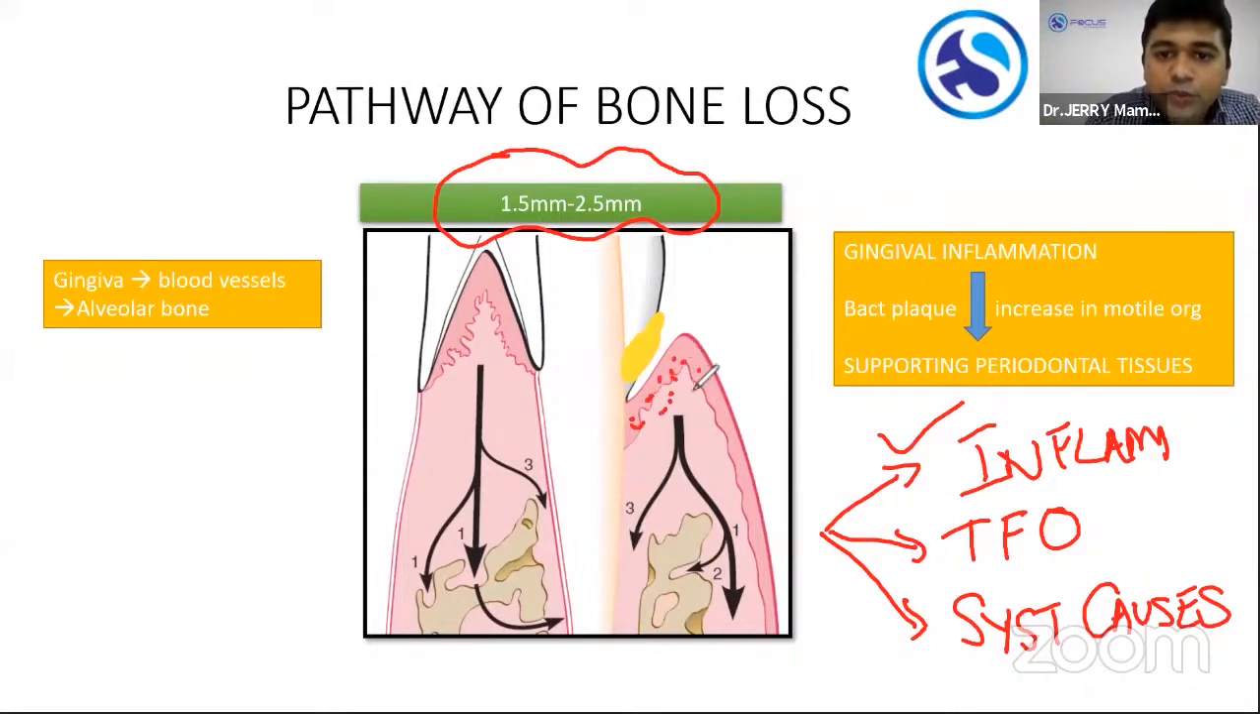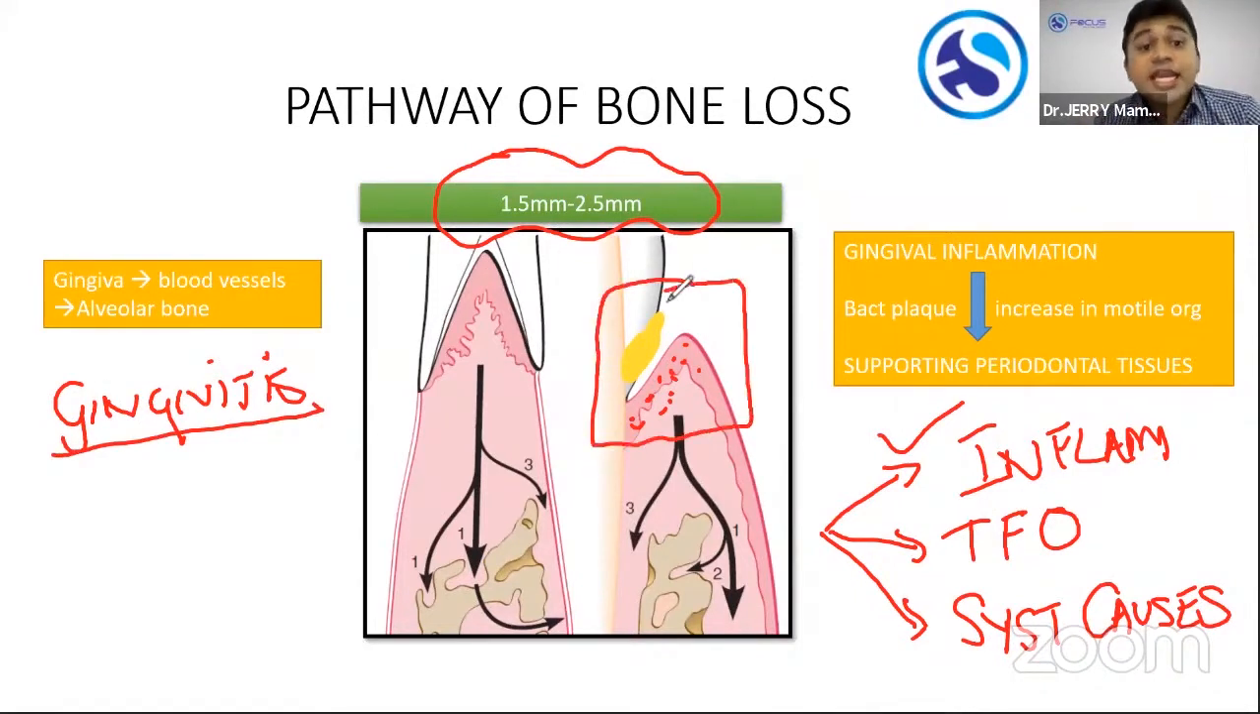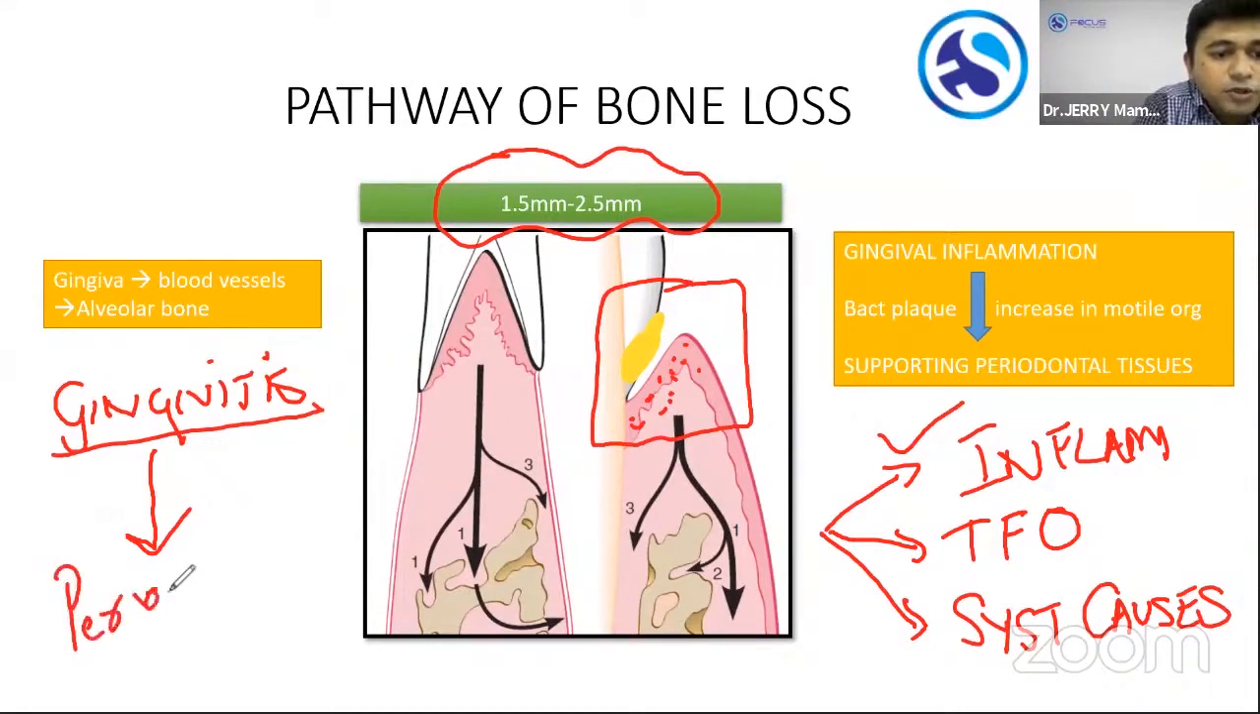It will cause inflammation of your gingiva, and that is known as gingivitis. Here remember, it is purely confined within the gingiva. Now, in some individuals, due to certain factors, the inflammation then proceeds from the gingiva on to the periodontal supporting tissues.